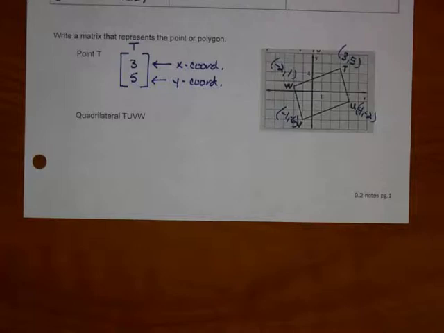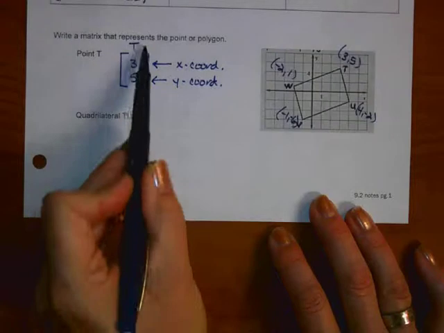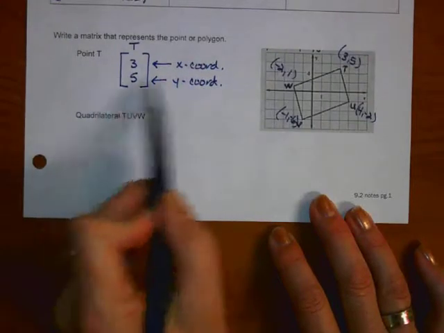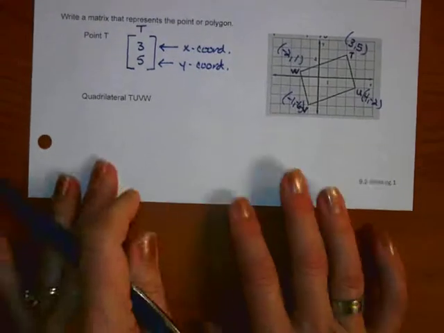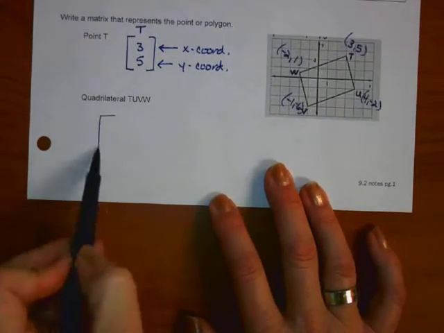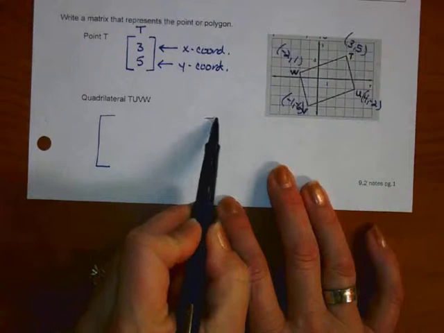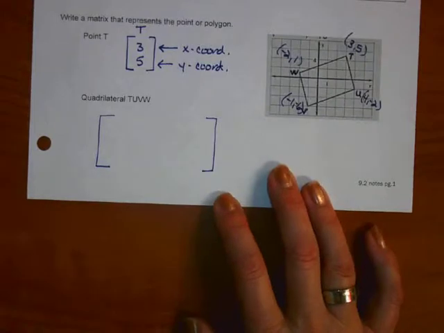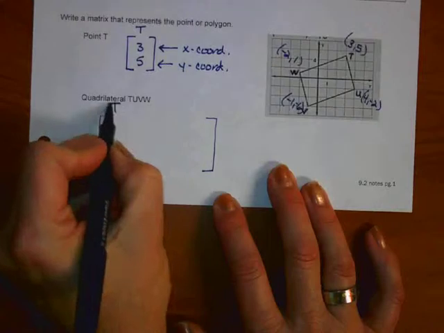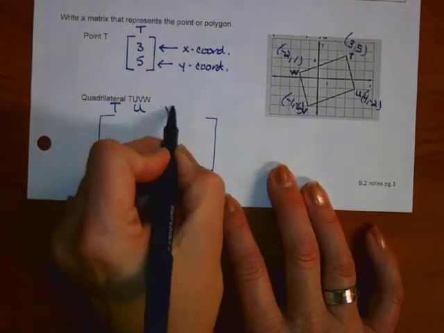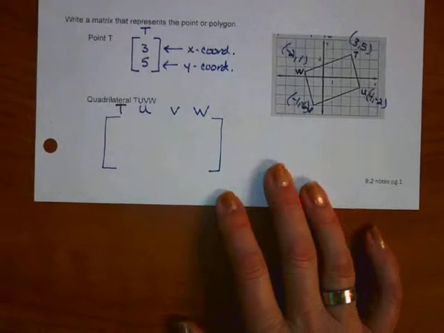So that's just one point, but now we're going to represent the whole quadrilateral as a matrix. So how many points are there? 4. So how many columns and rows do you think we're going to have? If we have 4 points and this is 1 point, we're going to have 4 columns and 2 rows. Do you see that? So let's just set it up. We're going to have 4 columns. I'm going to represent point T, point U, point V, and point W in my matrix.